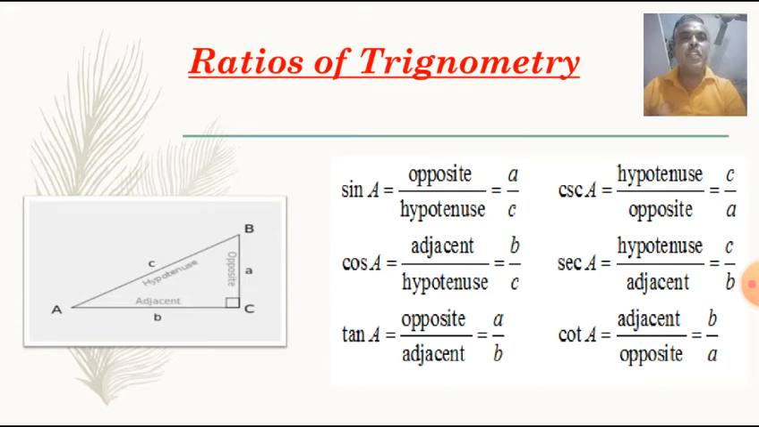Sine ratio is the ratio between opposite side and hypotenuse side. Cos is the ratio between adjacent side and hypotenuse side. Tan is the ratio between opposite side and adjacent side. Cosecant is the ratio between hypotenuse and opposite. Secant is the ratio between hypotenuse and adjacent. Cot is the ratio between adjacent and opposite. This we know. We already studied in the last class.